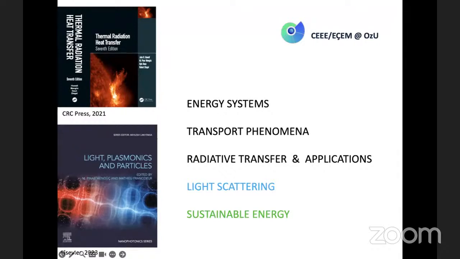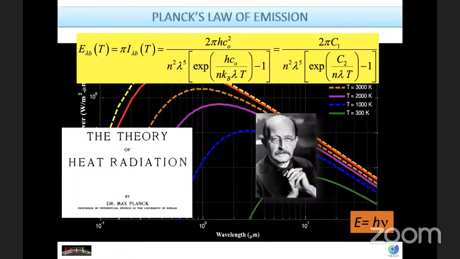Thermal radiation heat transfer is my area. Light, plasmonics, and particles is another area. And of course, you can go to the physics and begin to see what's going on there.